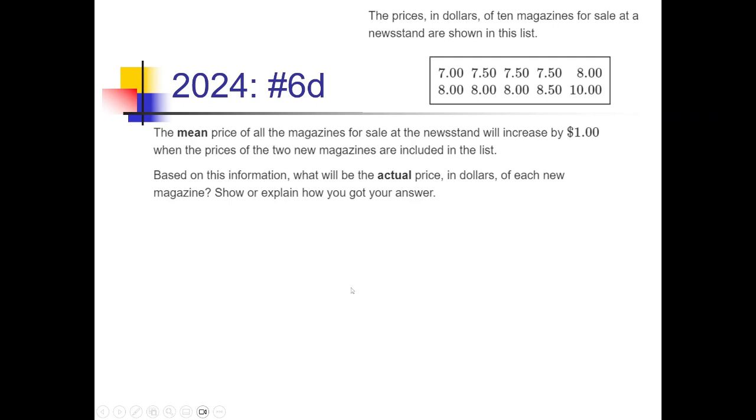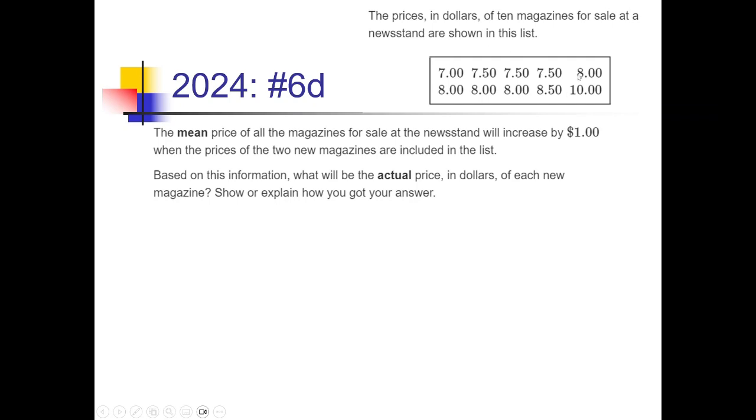For part D, they're trying to increase the mean price of all these magazines by $1 by adding 2 new magazines in there. And we need to find the actual price of those 2 magazines. And although they didn't quite specify it, I think if they're talking about sort of like the magazines from before, that these have to be the same price, just like in Part C. So before we can figure out the price of the new magazines, it might be helpful to know the mean of the original 10 magazines.